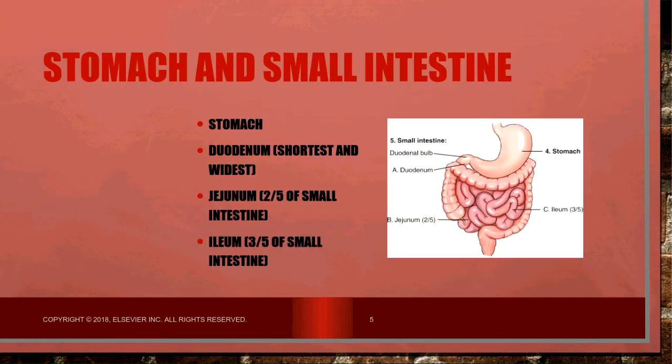When we look at the breakdown of the stomach and the small intestine, there are multiple parts to the stomach, even though it's just labeled as such. You have the esophagogastric junction, which is where the esophagus comes and empties into the stomach. Then you have the fundus of the stomach, which is the part that sits the most superior and posterior. Then you have the body, which is the middle portion of the stomach, and then you have the pylorus, which is the final section.